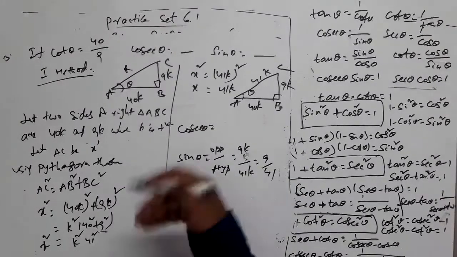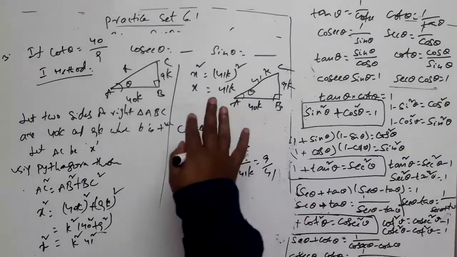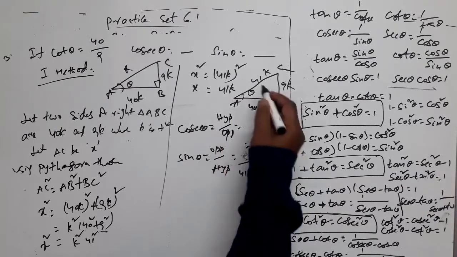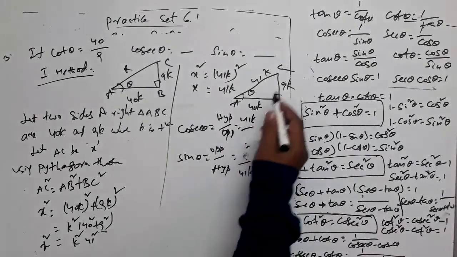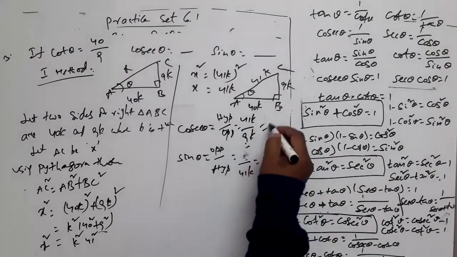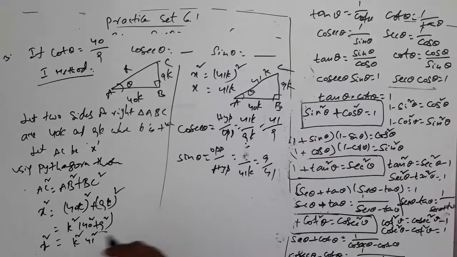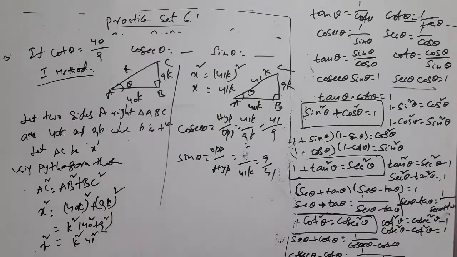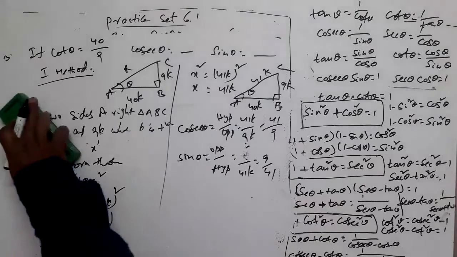What is cosecant? A reciprocal of sine, right? That is hypotenuse by opposite side. That is 41K by 9K. So KK get cancelled. So you are left with 41 by 9. This is cosecant. That's the only 2 ratios asked. You can find like this, right? You can give the remaining 3 ratios also if required, of course, using this method. This is first method. Let us go for second method.